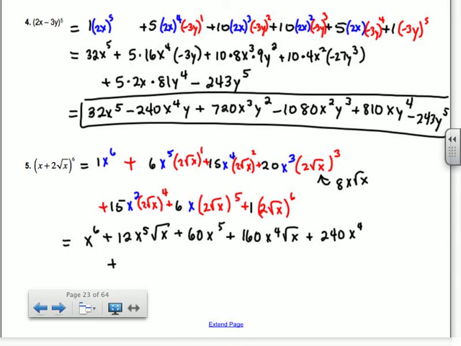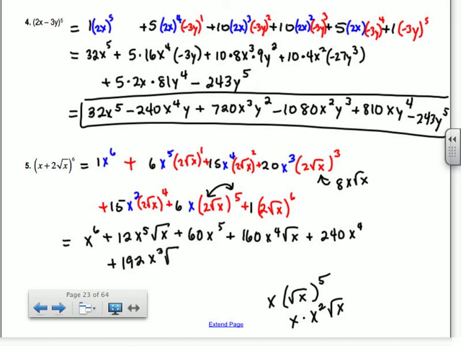2 to the 5th is 32. So I have 32 times 6. So 192. I'm going to have x times whatever square root of x to the 5th is. So what's square root of x to the 5th? So each pair is going to become an x. What is it? It's x squared square root of x, right? So if I have x times x squared square root of x, x cubed square root of x.